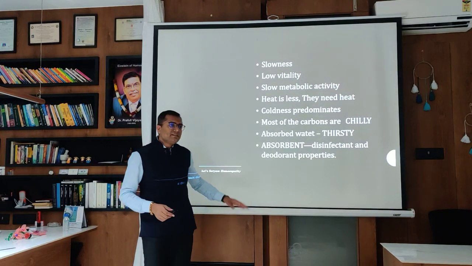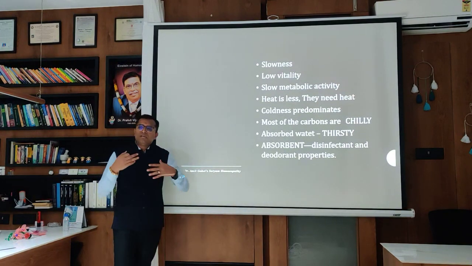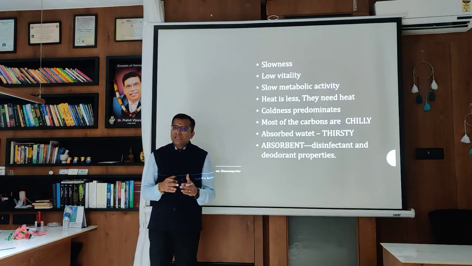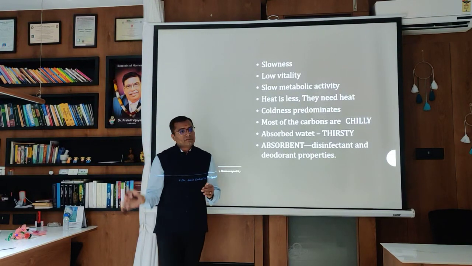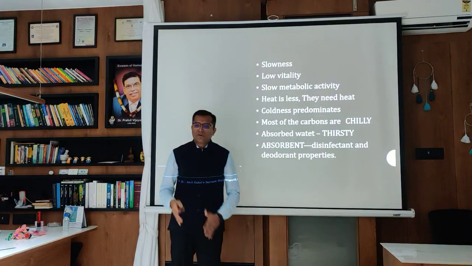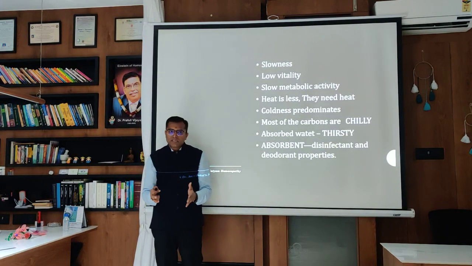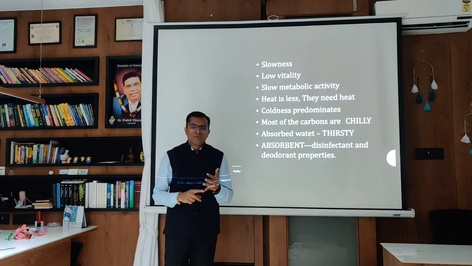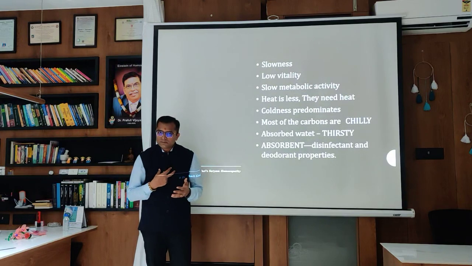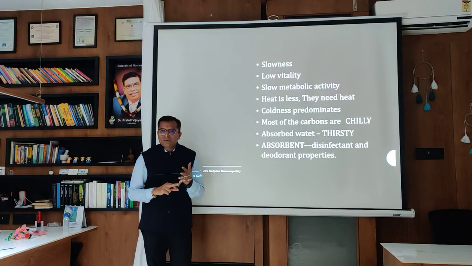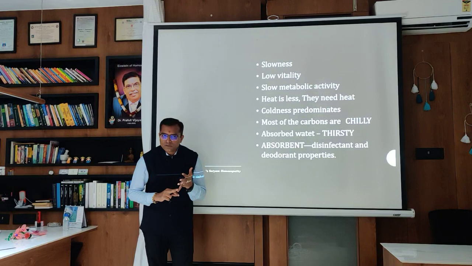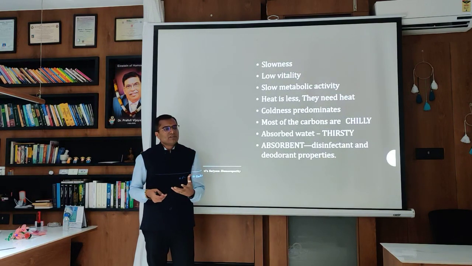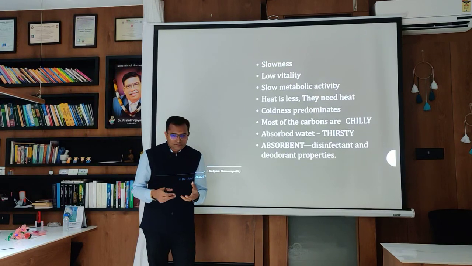So what happens when this occurs in our body? If we are air hungry, or if we become slow, our vitality is affected in the following categories. There is a slowness of activity at the level of homeostasis. Homeostasis leads first to circulation. A, B, C: we have to understand airway, breathing and circulation. In the airway there is more accumulation of carbon, so there is low vitality.